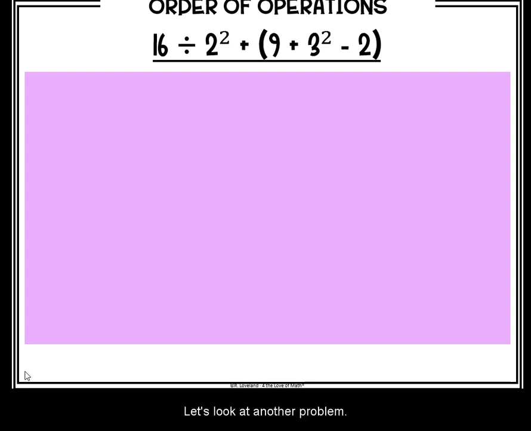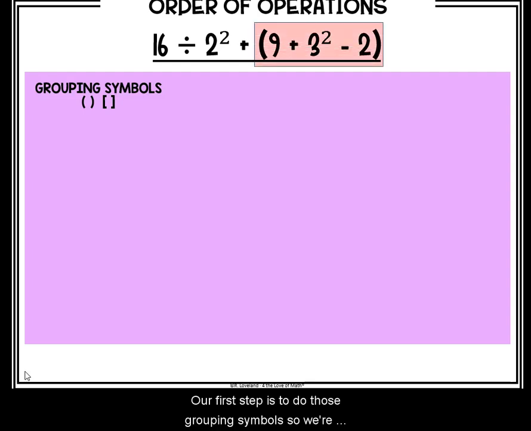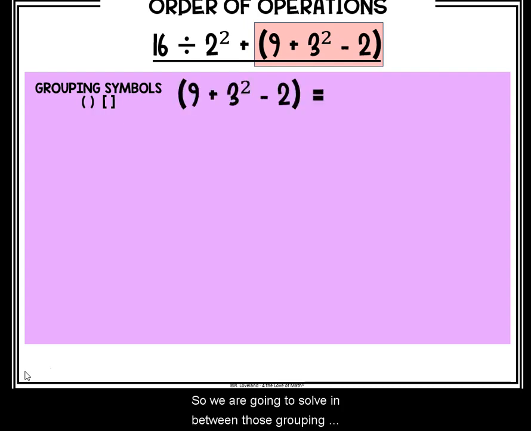Let's look at another problem. Here we have 16 divided by 2 squared plus, in parentheses, 9 plus 3 squared minus 2. And 9 plus 3 squared minus 2 is in grouping symbols. There are parentheses around it. So our first step is to do those grouping symbols. We have more than one operation inside those grouping symbols. So we're going to solve inside the grouping symbols by order of operations.